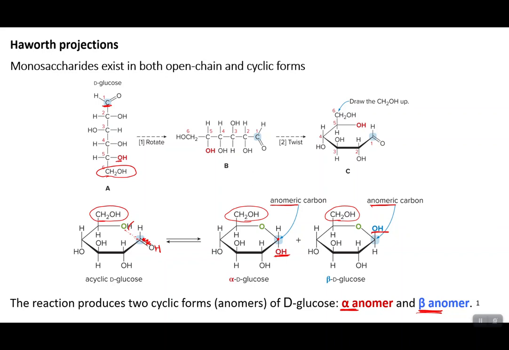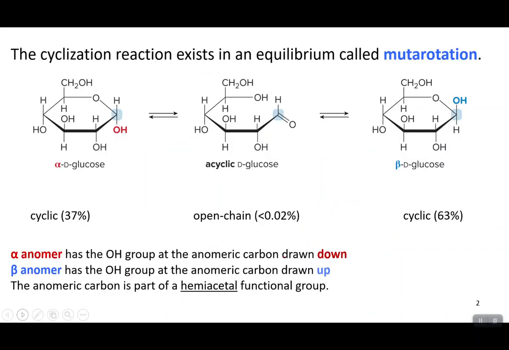The point of this slide is to show that we can actually interconvert between a cyclic form and an open chain form. Okay? And it is this oxygen on this carbon that is doing the reaction, and that will be part of your six-membered ring. This type of cyclization reaction exists in equilibrium, so it means it's interconverting. It's a dynamic process, and this is called mutarotation.